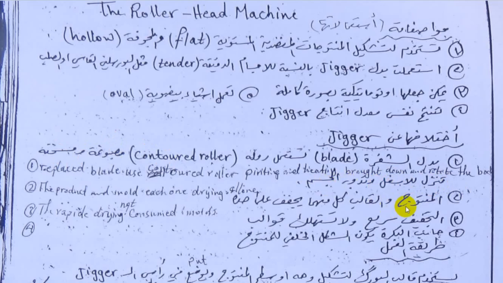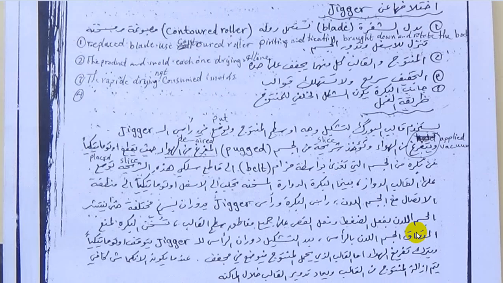The article and the mold are each dried separately. The rapid drying means that molds are not consumed. The drying is very technical. The roller head machine is going to be rapid, and the technique is mold inconsumable. As you can see in front of you, at the side of the roller there is a back shape exactly here.